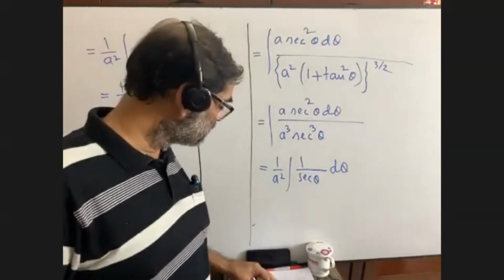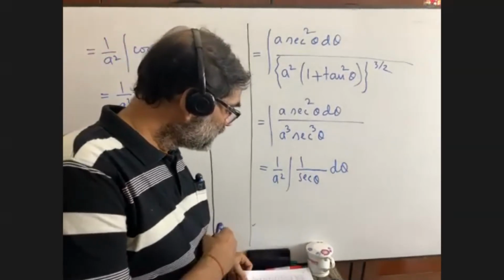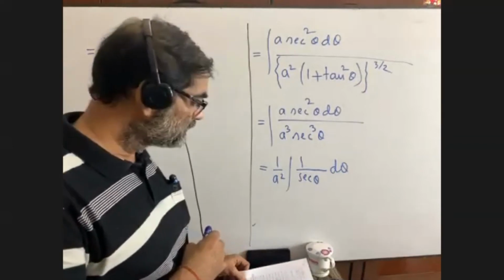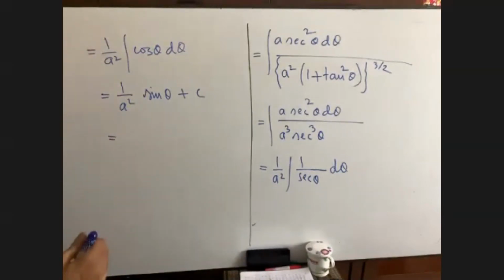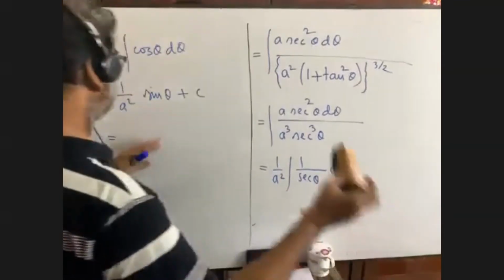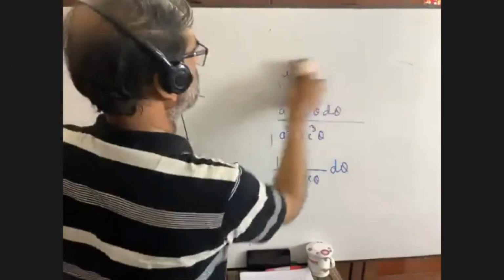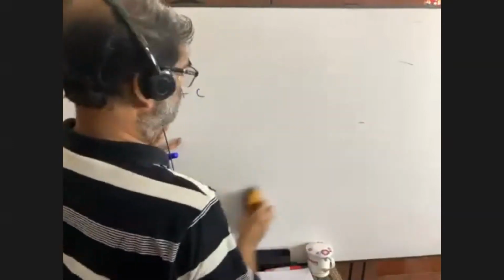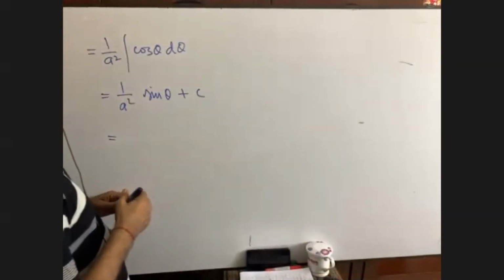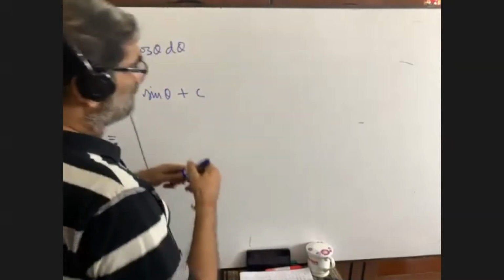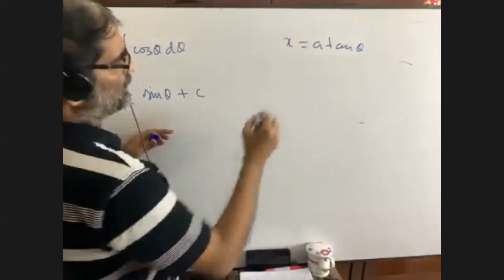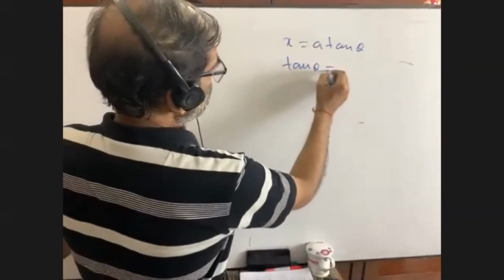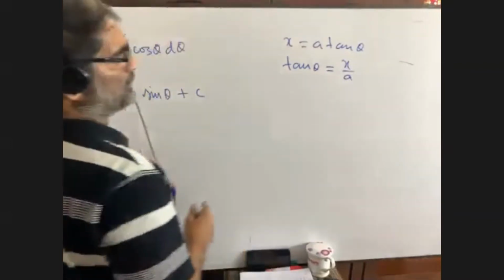Question number 34-1, x by a square root over a square plus x square. What was let as by theta? We let x equals a tan theta, right? Talk to me, all of you. So we are getting tan theta equals x by a. Am I right? All of you.